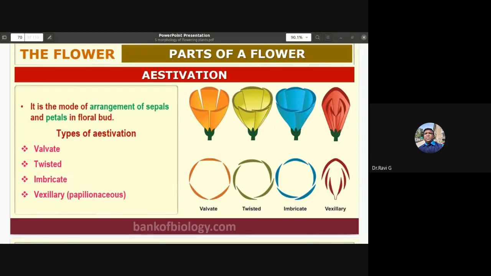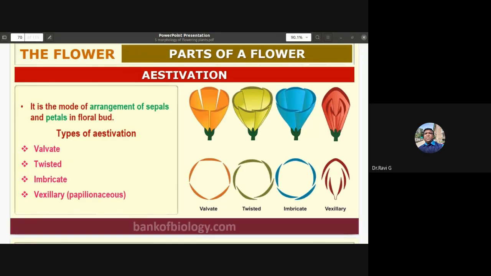Where a part of the petal is overlapped and another part of the same petal is overlapping, you can notice this in and out condition in all the five petals. So they give the appearance of a twist. That is why this estivation is called twisted estivation, or contorted estivation.